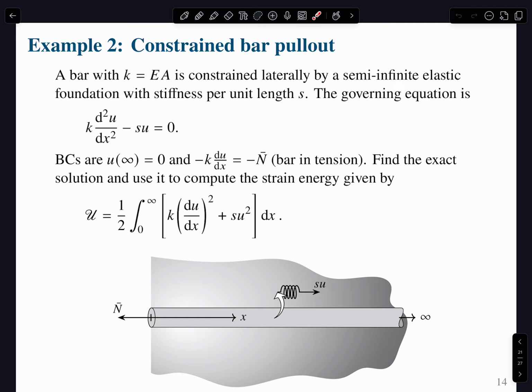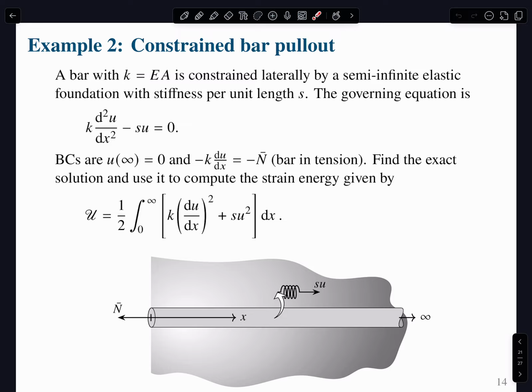Okay, find the exact solution, and once you find the exact solution, compute the exact value of the strain energy, right? And we are going to compute it using the function that you see here, where I'm integrating between 0 and infinity. It's 1/2 of my strain energy. This term should be familiar to everybody. This, not so much. It just applies to this case because we have a spring that is constraining our bar. But this is actually the expression that we use to compute the strain energy. So again, once we have the analytical solution to this problem, if we plug it here, suddenly we have the exact value of strain energy for this problem.